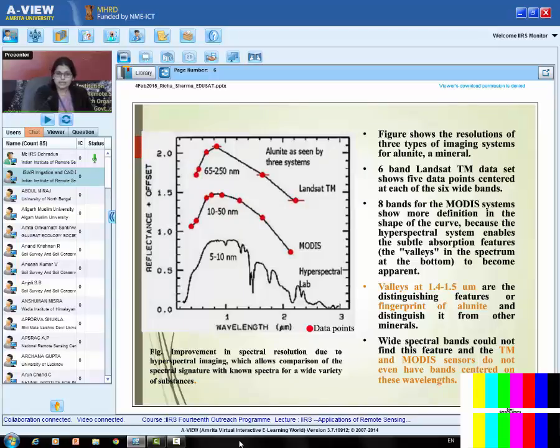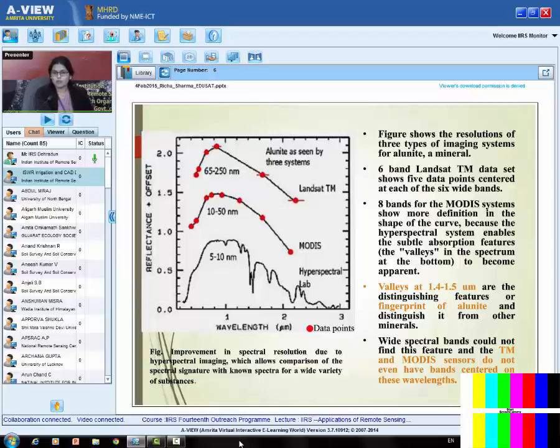But by seeing the spectra generated by Landsat or MODIS, and comparing these two spectra with the hyperspectral spectra, you can easily understand that both spectra look similar and the general trend is the same. But in between there are different absorption dips that we won't be able to see using MODIS or Landsat data.